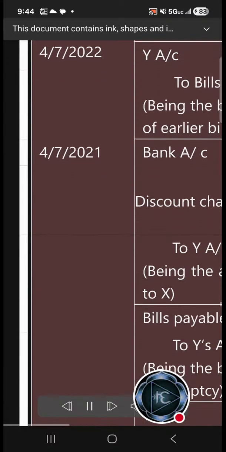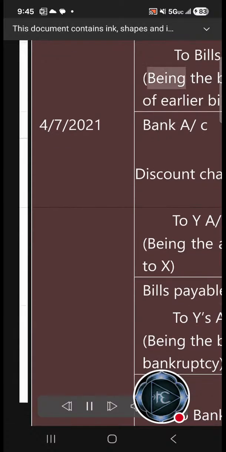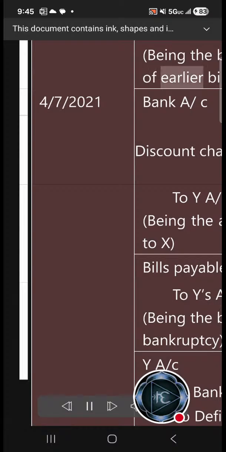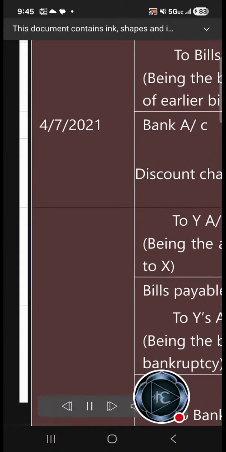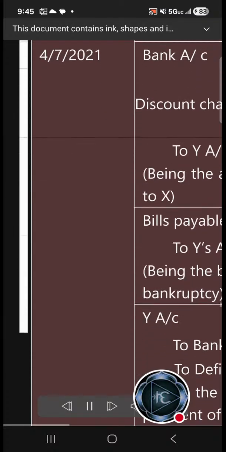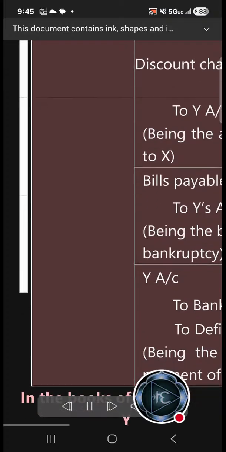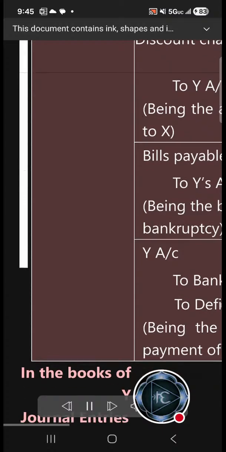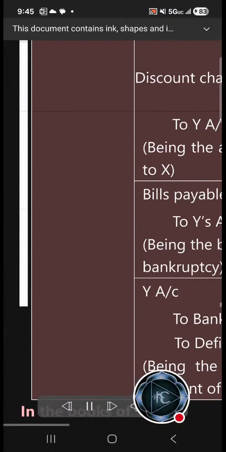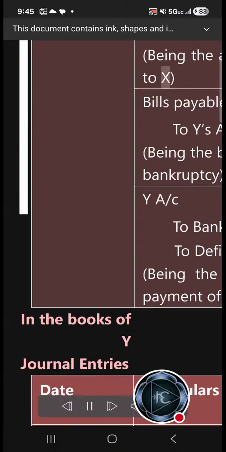Y A/c Dr. 42,000. To Bills Payable A/c 42,000. Being the bills drawn by Y due to non-payment of earlier bill. April 7th, 2022. Bank A/c Dr. 6,740. Discount Charges A/c Dr. 1,890. Y A/c Dr. 40,110. To Y A/c 1,260. Being the amount discounted and sent by Y to X.